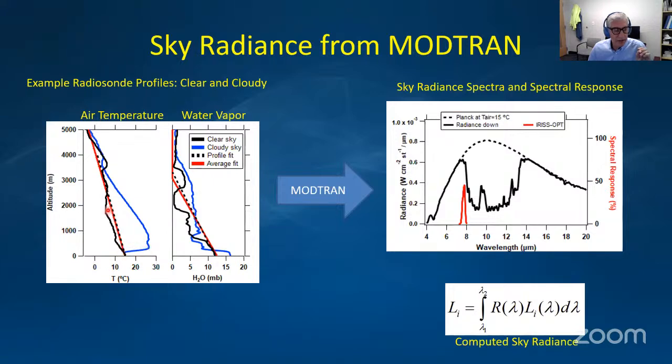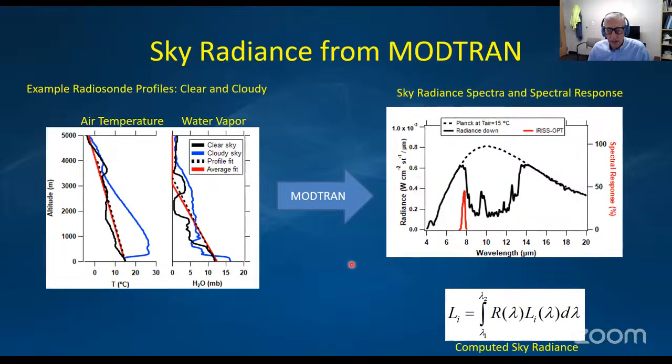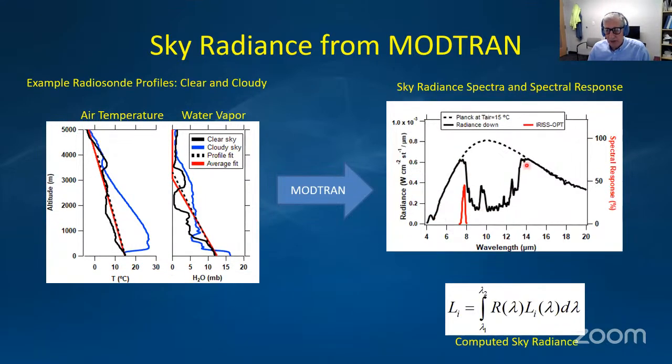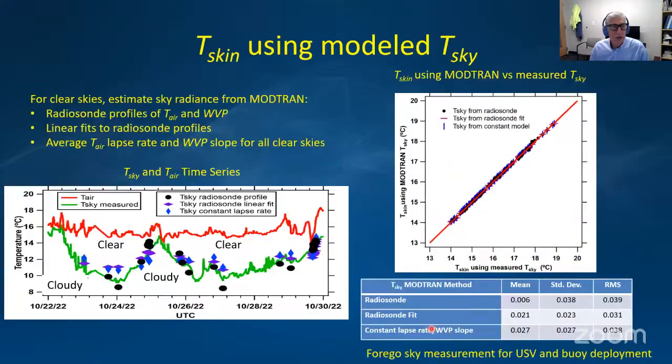But to model the radiance of the clear sky, we can fit a line since we're only going up to a few kilometers. The dashed line here is the fit to these individual black traces, the clear sky conditions. And then the red is the average slope for the entire cruise. So you can take these types of profiles and put them into a software like MODTRAN, which will provide you the downwelling spectra of the sky radiance. And then if we multiply that by our spectral response shown here in red, we can get an estimate of the sky radiance. And then that can be converted into a sky temperature for comparison to the measurements.